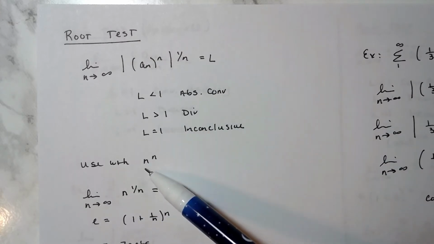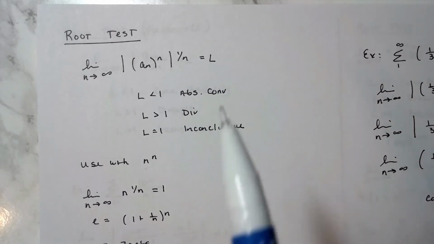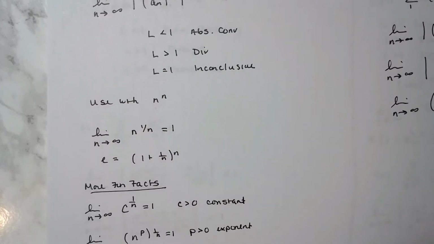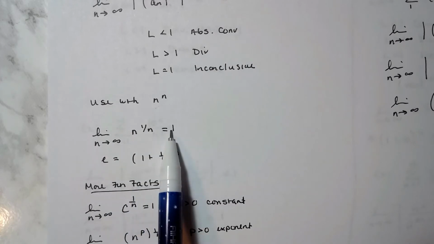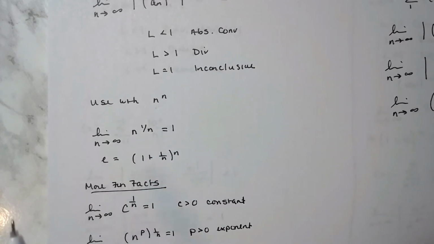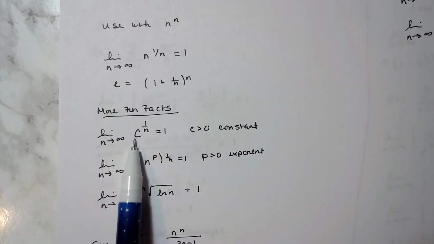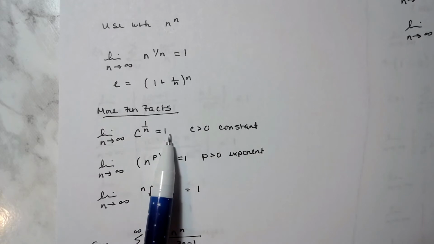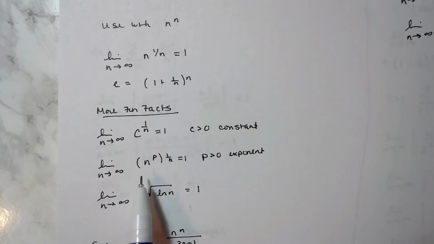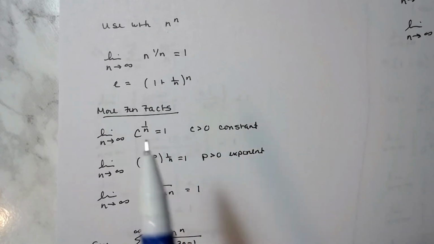And generally we're going to use this test when we see n to the n, so a variable to a variable. And I went over in class the fact that the limit of n to the 1 over n equals 1, and that e is equal to this thing here. And a few more fun facts, just because I threw an interesting problem in. The limit of a positive constant to the 1 over n, or the nth root of a positive constant, is 1. The limit of the nth root of n to the p, where p is a positive exponent, is equal to 1. And the limit of the nth root of ln n is 1. So anyway, we're going to use this one in a minute.